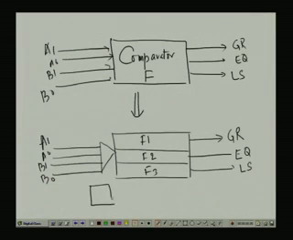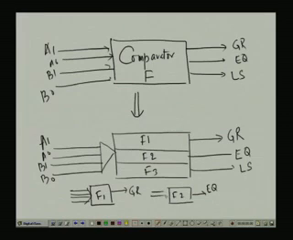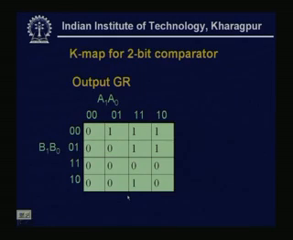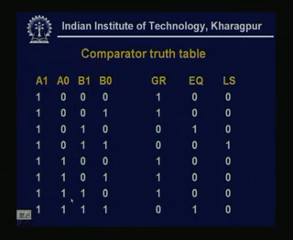So, this is my F1 and this is GR. I can break F2, output is EQ. Then I can break F3, output is LS. Now, these 3 functions I have to design. Now, say for output GR, again we have to revisit that truth table, that means for which min terms the output is 1 and for which min terms the output is 0. So, now we concentrate only on the GR.